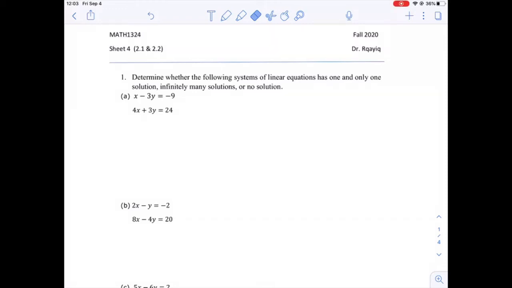This lecture we start with chapter 2 and we focus on section 2.1. 2.1 is about systems of linear equations. What do we mean by system of linear equations? By system we mean more than one equation that can be solved simultaneously. We just cover section 2.1 in this lecture, and next time we start 2.2.